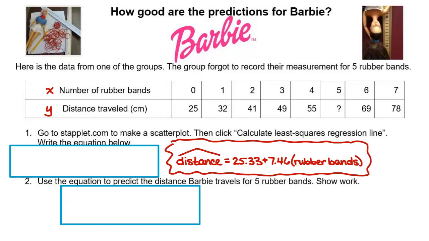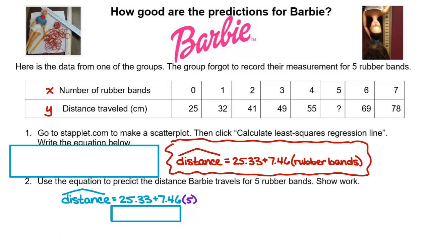That's a good question. We can come up with just a single value, or you can put the hat over distance equals and then write the value there, yes. What'd you guys come up with? 62.63, yes. So here's the way I wrote mine. Distance hat equals 25.33 plus 7.46 times 5, because it did say to show work, so I'm showing myself plugging it in. And then my final answer, yes.